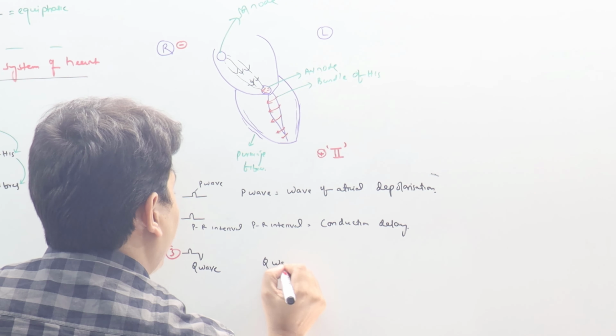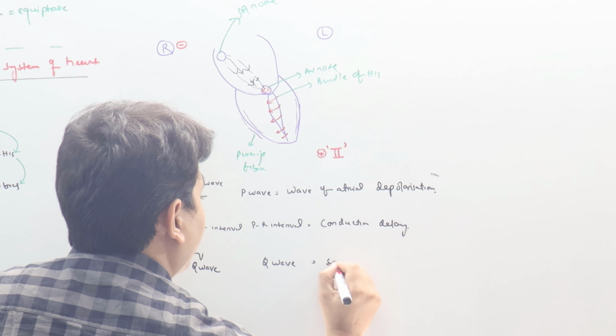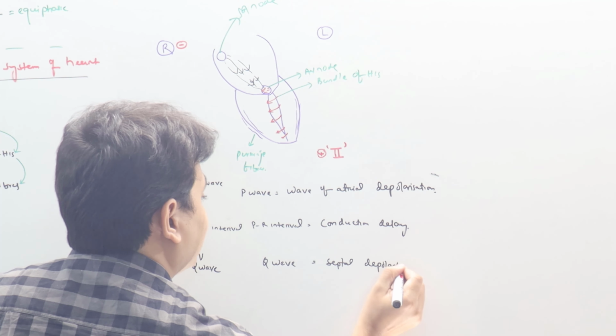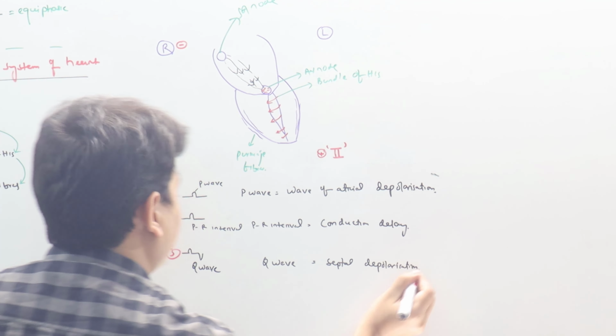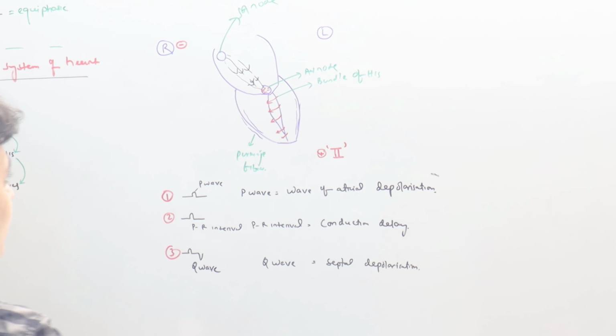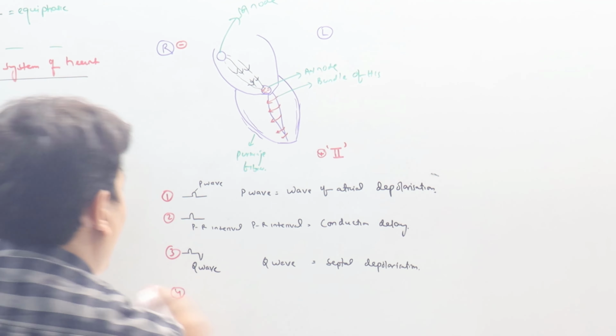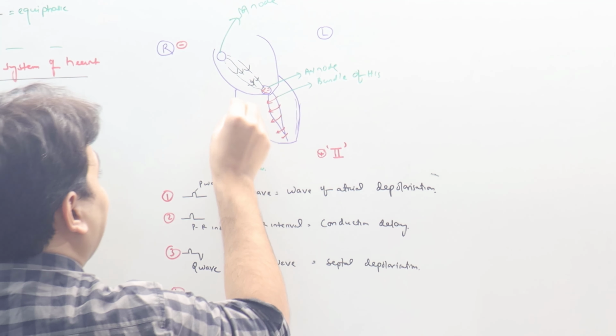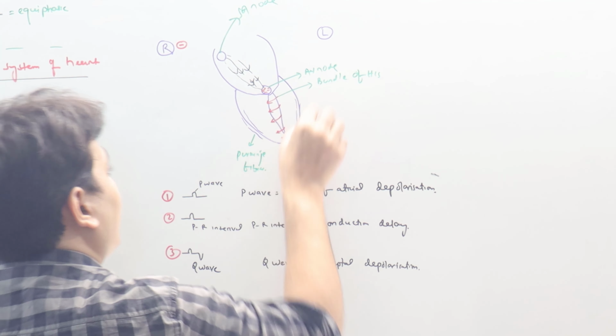So what is a Q wave? Q wave of septal depolarization. Right. Then number 4, once the septum is depolarized, then it is time for the right ventricle and the left ventricle to depolarize.